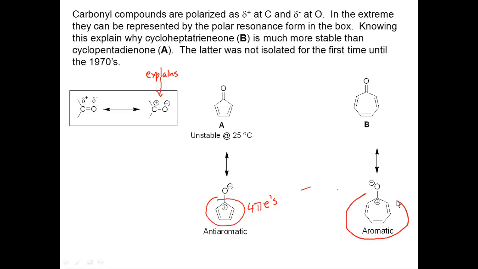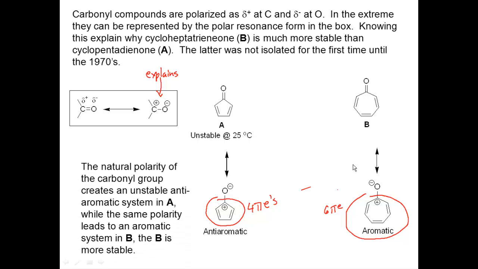contains a 6 pi electron system when we write this other resonance form. So in B, the carbonyl group's polarity sets up an aromatic resonance form, whereas with A, the carbonyl group's polarity sets up an anti-aromatic resonance form. Okay, so thus compound B is a lot more stable.